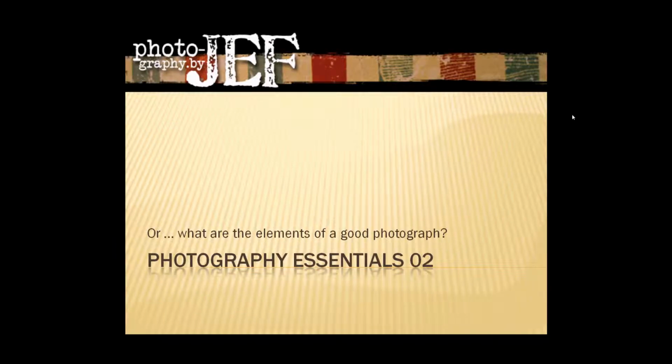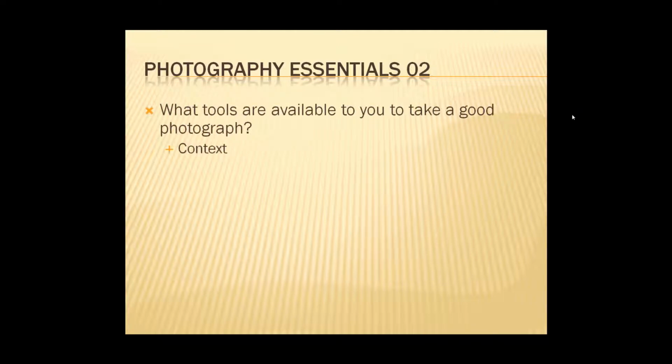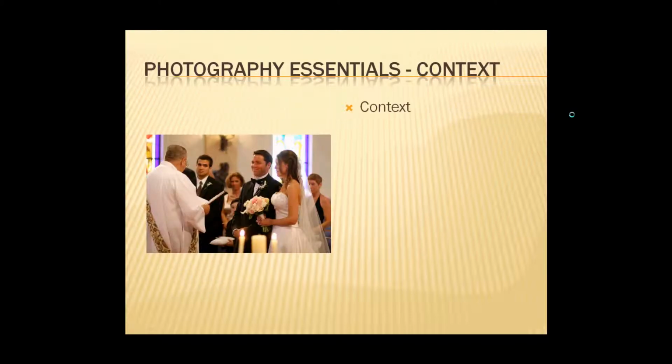Photography Essentials Part 2, or what are the elements of a good photograph? What tools are available to you to take a good photograph? Well, we have context, emotion, motion, framing, cropping, and composition, color, subject, exposure, which is also related to light and lighting, and perspective. Okay, so let's start with context.